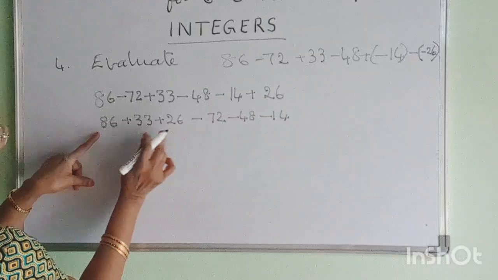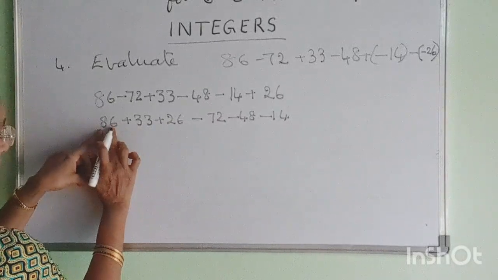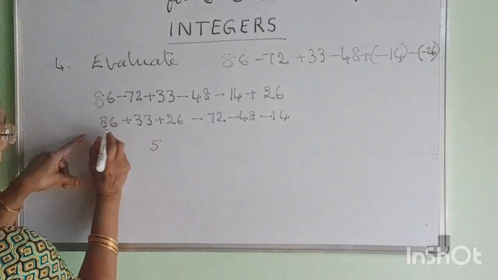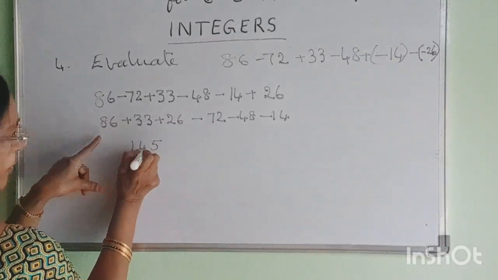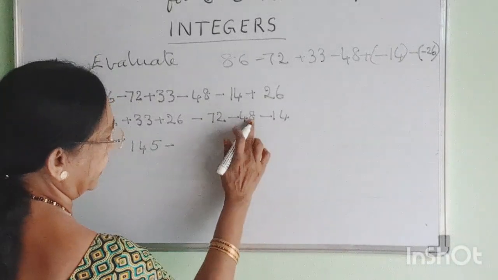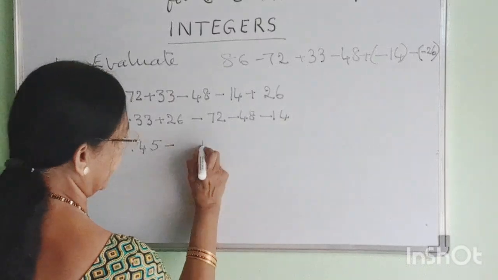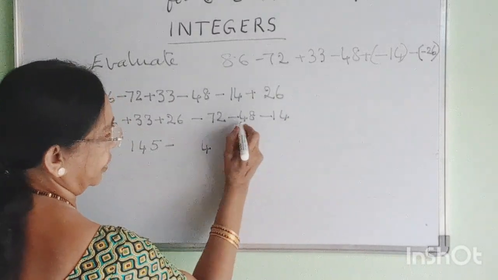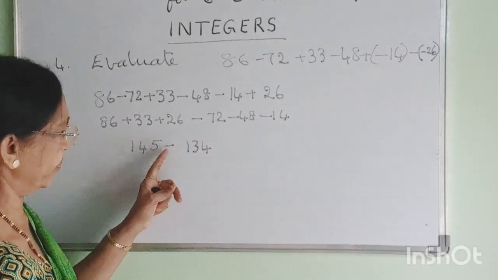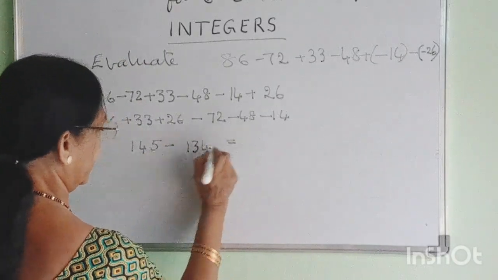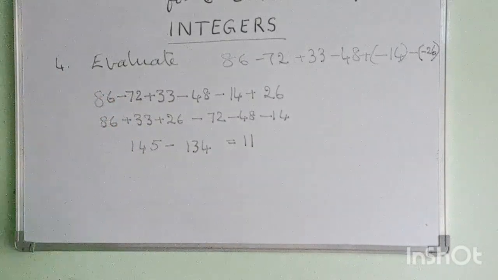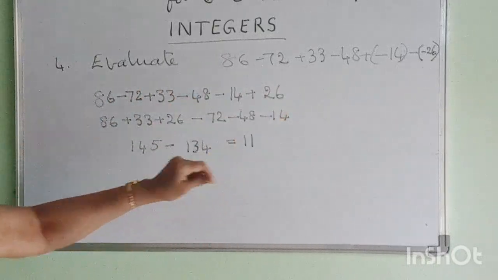Adding all the positive numbers: 6 plus 3 is 9, plus 6 is 15; 8 plus 3 is 11, plus 2 is 13, giving 145. Next, adding all the negative numbers and keeping the negative sign: 2 plus 8 is 10, plus 4 is 14; 7 plus 4 is 11, plus 1 is 12, giving 134. So 145 minus 134 is equal to 11. So the value of this expression is equal to 11.